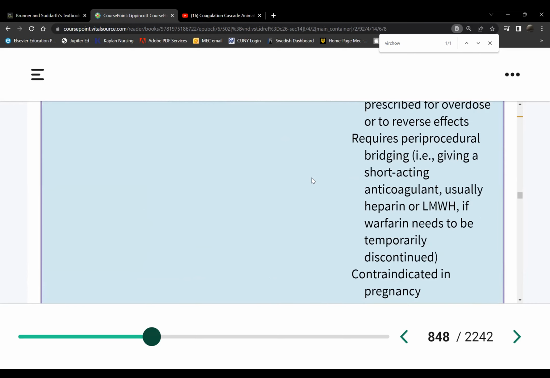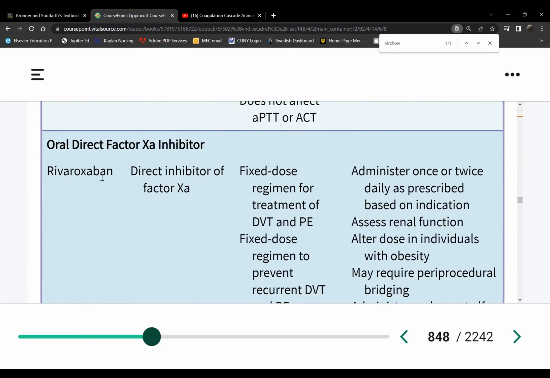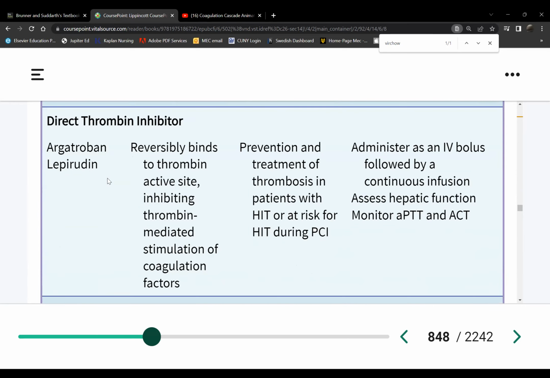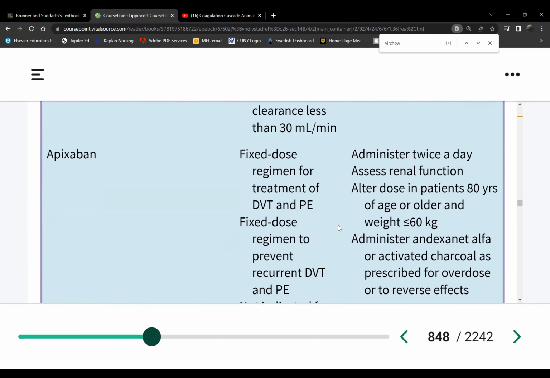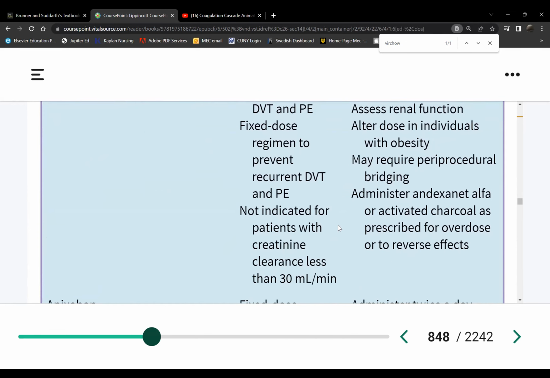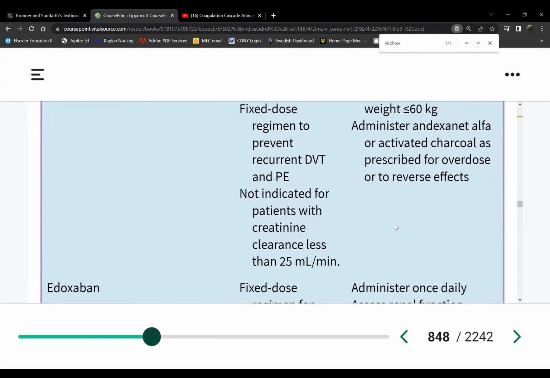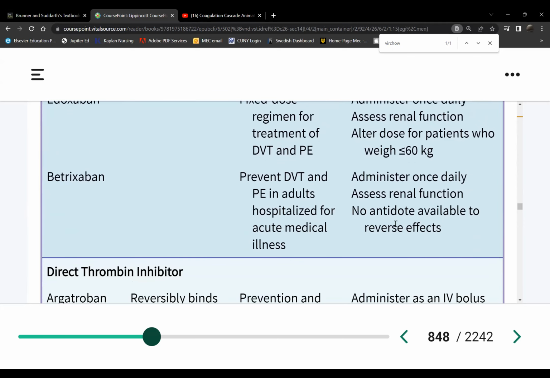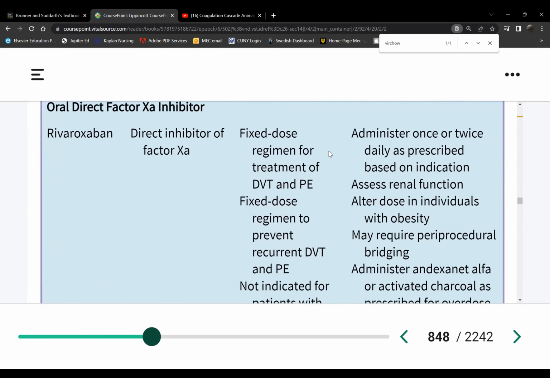The rest of these, the other oral anticoagulants, are factor 10A inhibitors. So fondaparinux, rivaroxaban, apixaban, edoxaban, betrixaban, they're all oral anticoagulants. Fixed dose. Do they have any blood monitoring in the fourth column? Nope. No PTT, no PT-INR. Do you see any diet restriction? No diet restrictions. So if the patient is a candidate for these, then the better for them.